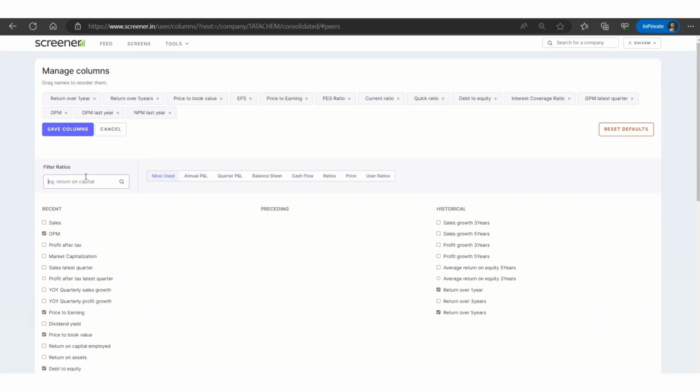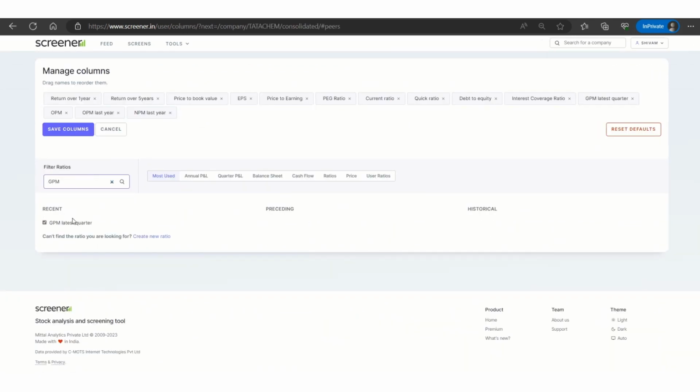So the first ratio we learned was gross profit margin. Let's go to GPM, and you will see the GPM for last quarter. We are not able to see the GPM for last year on this site, but we don't worry, we have this on another site. So let's put GPM for last quarter for now.